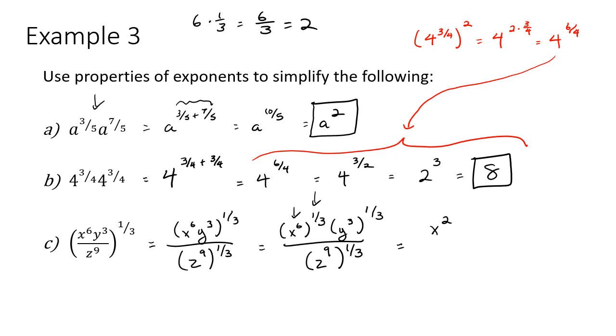Similarly, y cubed to the 1/3 would be y to the first power. 3 times 1/3 would give us 1. And anything to the first power is just itself. So you don't even have to write that exponent anymore. And then in the denominator, we've got z to the 9th to the 1/3. 9 divided by 3 would give us z cubed. And so that would be the simplified form of the expression in part C.